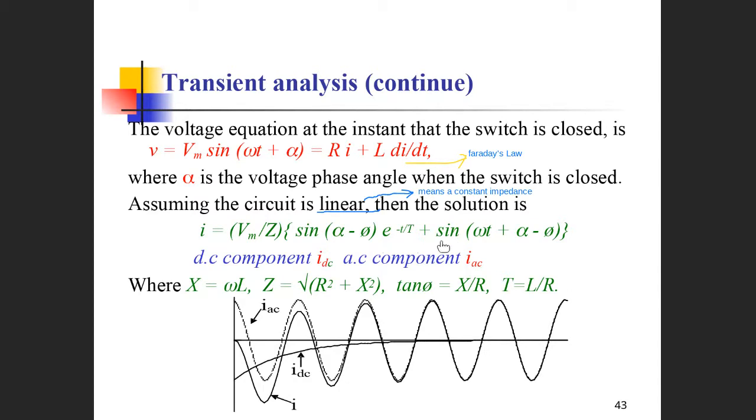You can Google the solution directly on the network. Here I do not explain it to you. This is the general solution. Here phi is the phase angle that comes from the impedance angle, where the reactance X equals omega L, which we learned previously, and the impedance Z is the square root of R squared plus X squared, and tan theta, the impedance angle, is X over R, and T is the time constant.